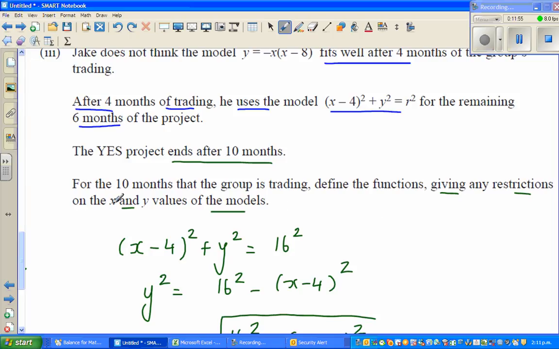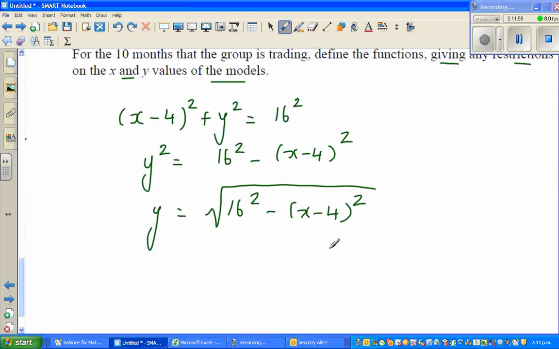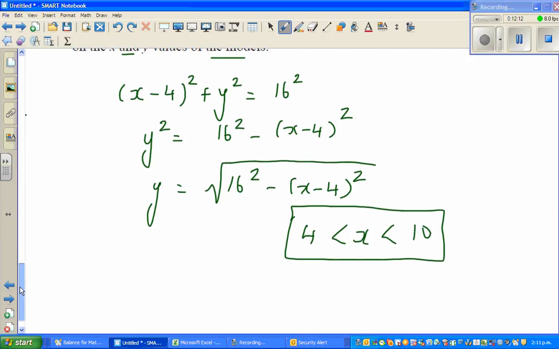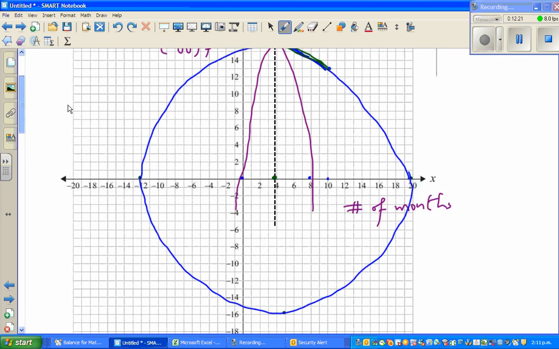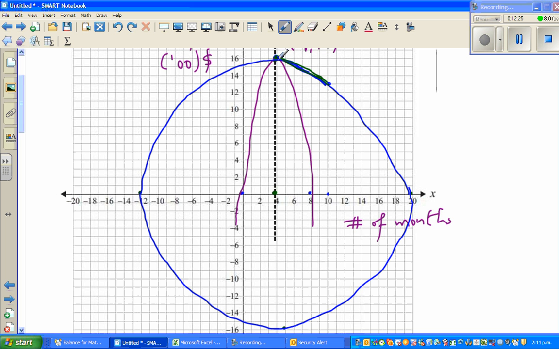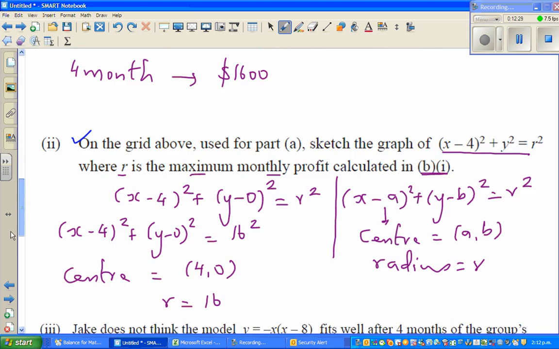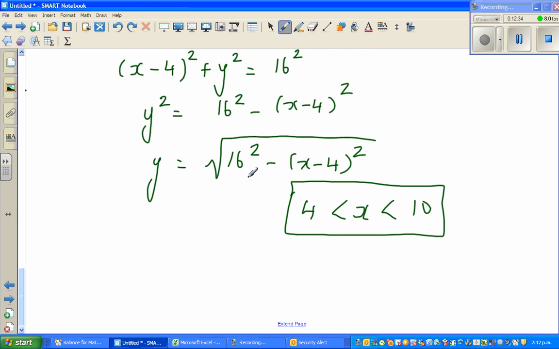And finally, give restriction for X and Y values of the model. Okay, so your restriction of X is greater than 4 and less than 10. And for Y, what will be the restriction for Y? So here your profit is the maximum profit for this circle. What is the restriction of Y? So here 16 squared, this would become 16 when X is 4. When X is more than 4, what will happen? This will be less than 16. So your maximum profit, you can see your restriction of Y.